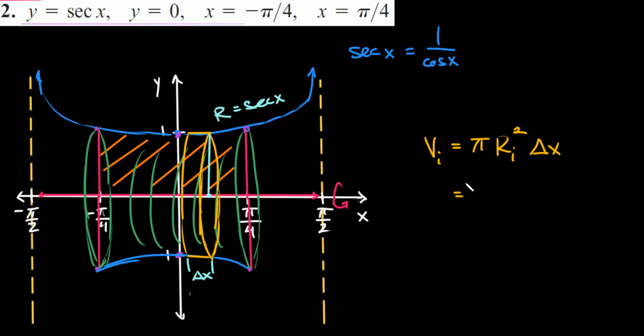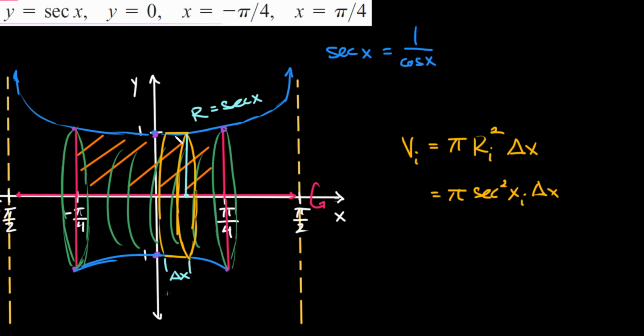Expanding on this, this is actually pi. Now, r sub i is given by the secant of x, so we can call it the secant squared of x sub i, delta x. And so what we want to do is take an infinite number of those disks, and we want to find their volumes and then sum them up, right?